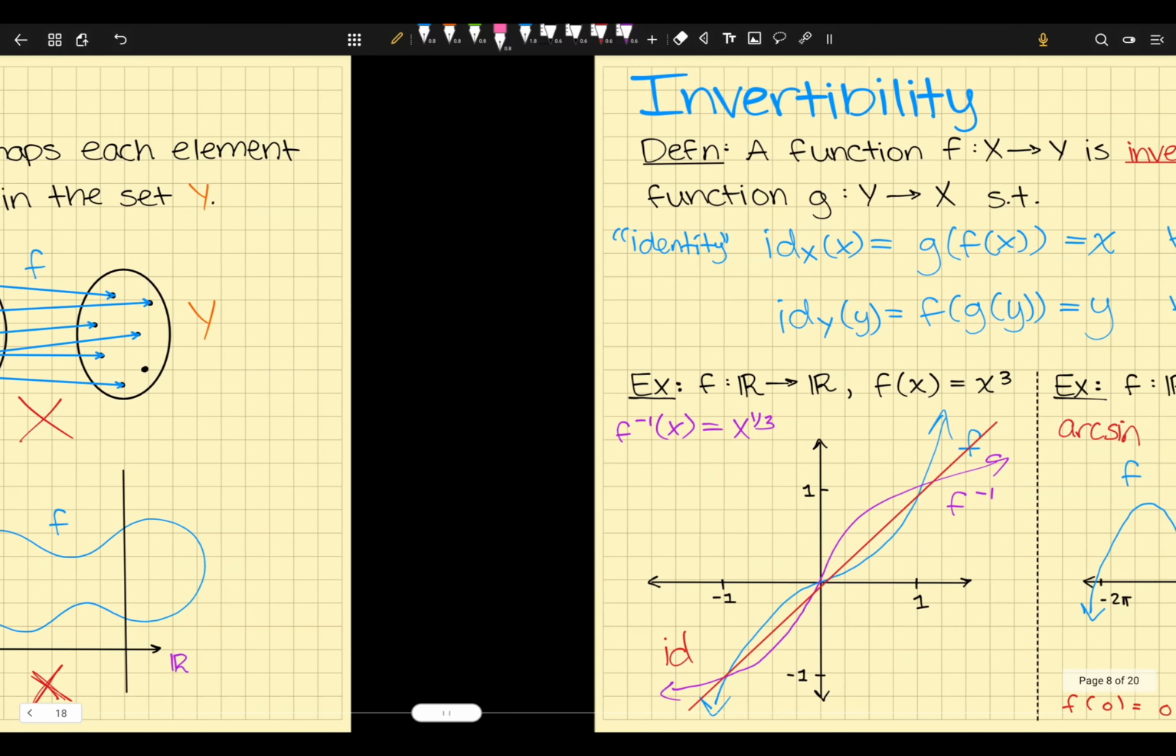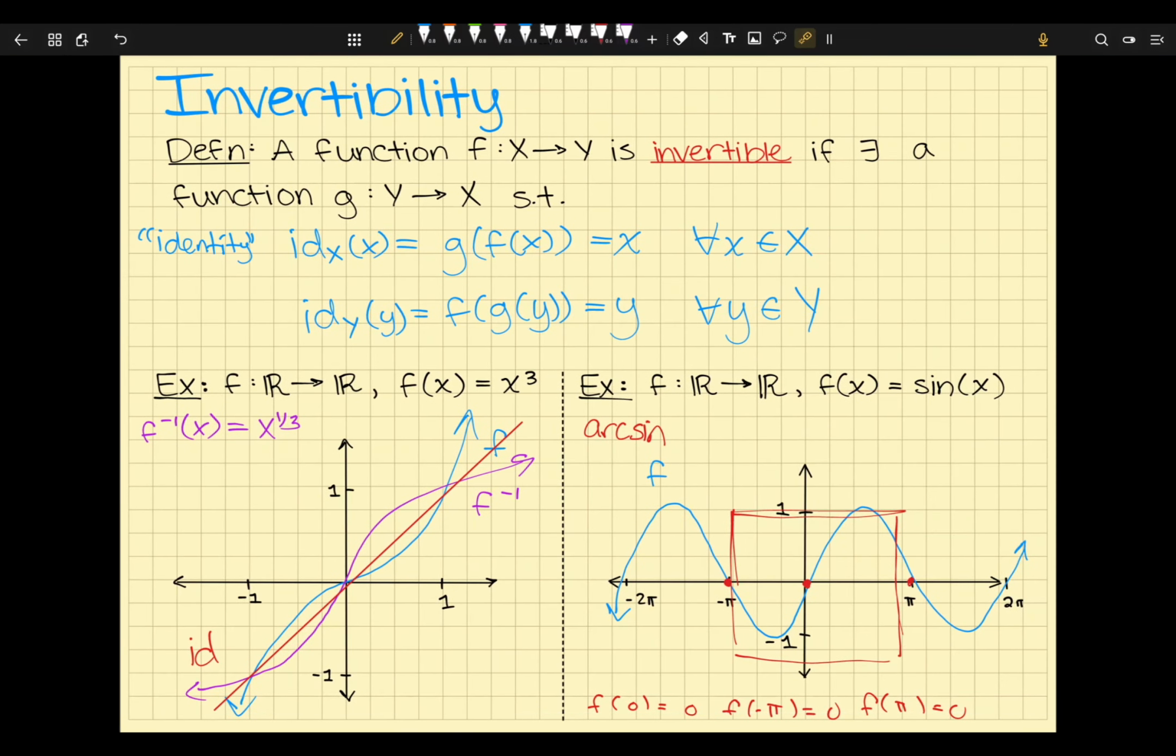And let's see, this one in the bottom left is injective. And sine is not injective, which we saw before. Multiple things get mapped to 0.